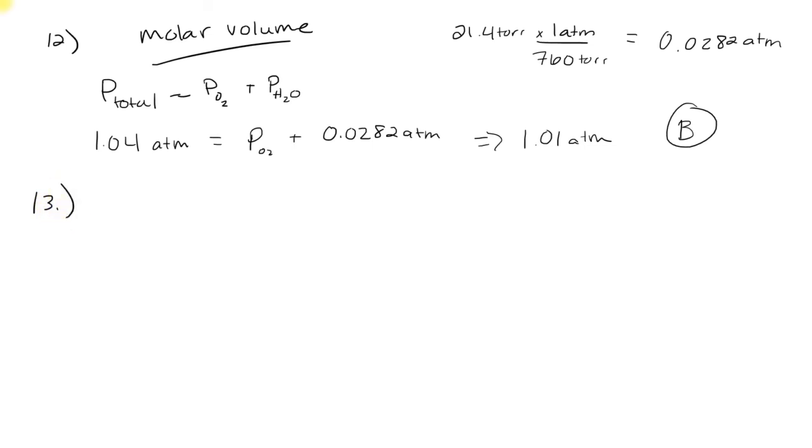All right, number 13, arrange in order of increasing IMF. So we want to go increasing IMF. Again, that order is LDF to dipole, then hydrogen bonds. Again, the name's a lie, it's not a bond. And finally, ion dipole is usually the strongest. Now there's some overlap in these, but this is generally true.